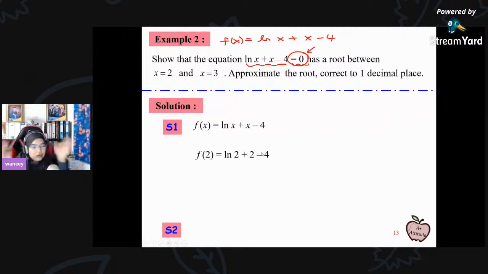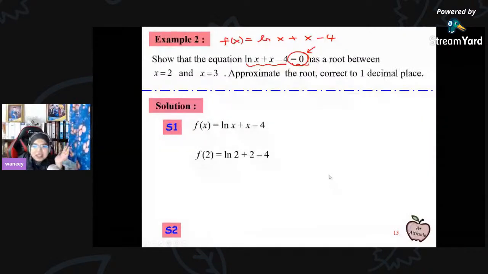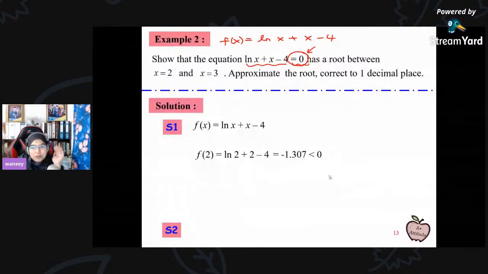Now use your calculator and find out the value of ln 2 plus 2 minus 4. Is it a positive value or a negative value? Those are the things that we want to know. I'll do that a little bit fast. The value is negative 1.307, and we know that this is less than 0. So the sign is negative, so this is less than 0.